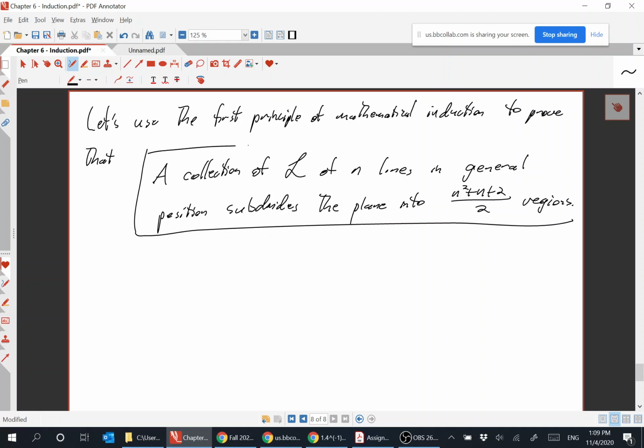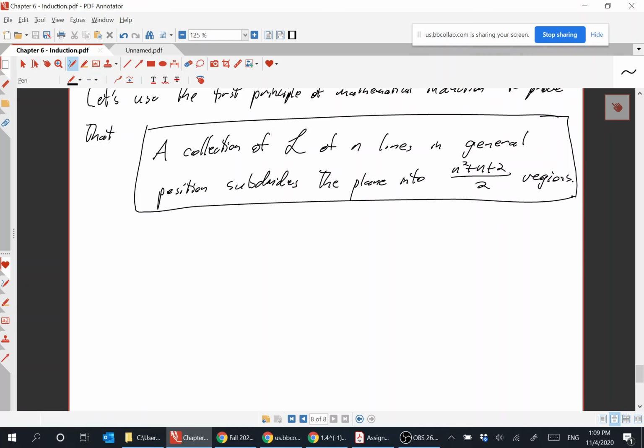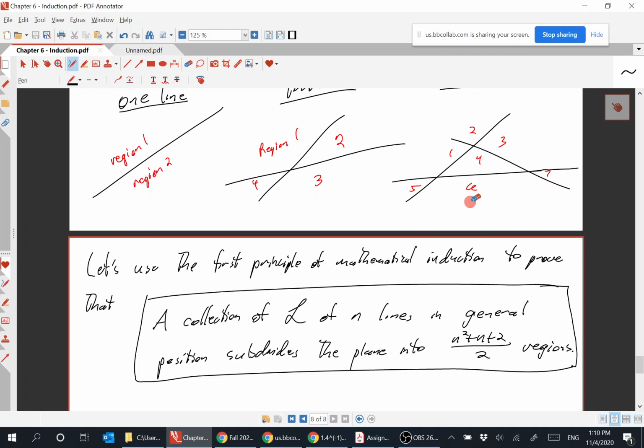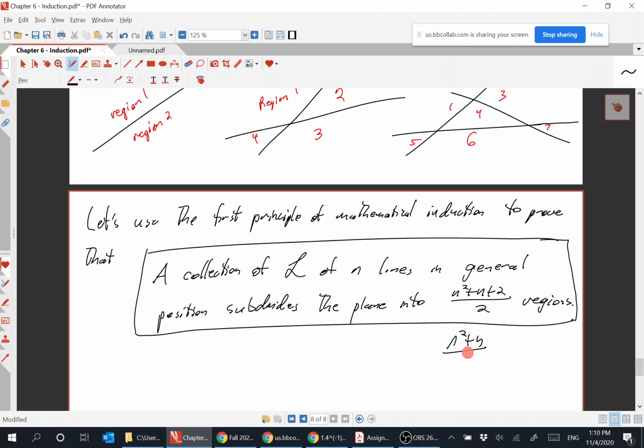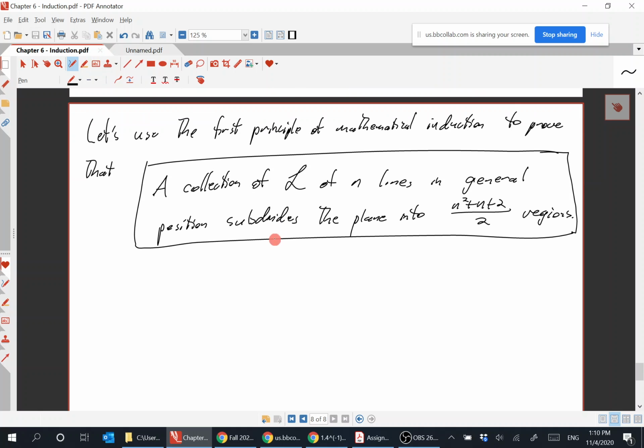Has anyone ever seen this before? That looks like the triangle numbers. Well, for n equal to 3, you get 7 regions. When you plug in 3 here, you get 9 plus 3 plus 2 is 14 over 2, 7 regions. It looks like the sum of the integers from 1 to n, but it's not quite that. That's n times (n plus 1) over 2.